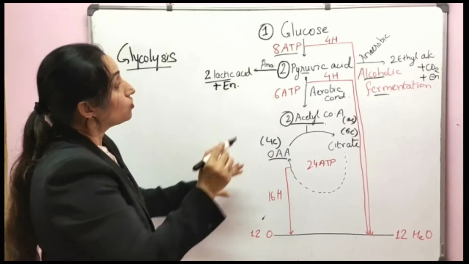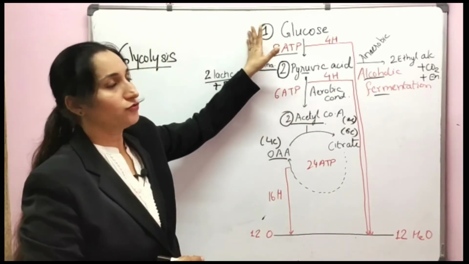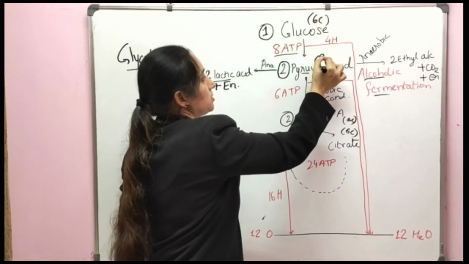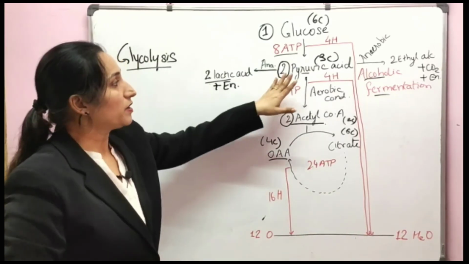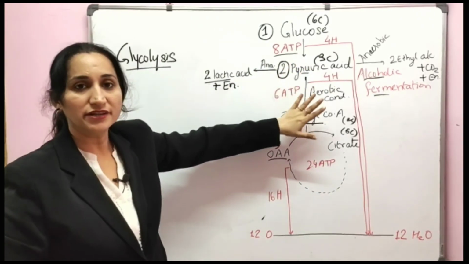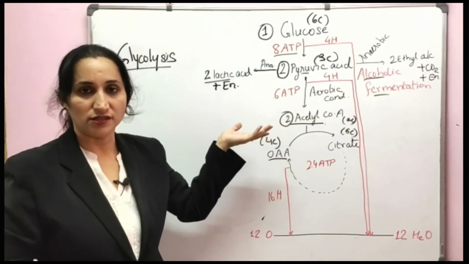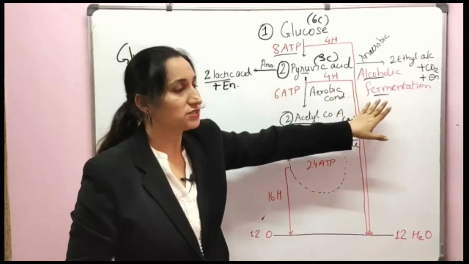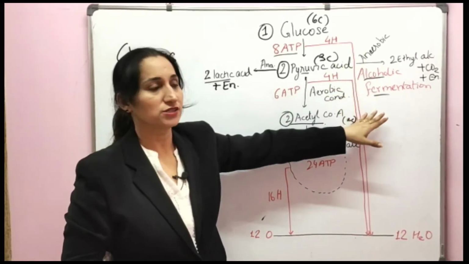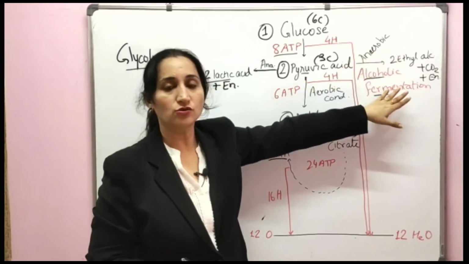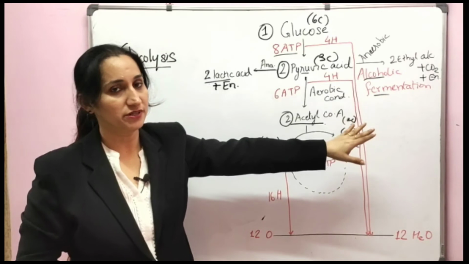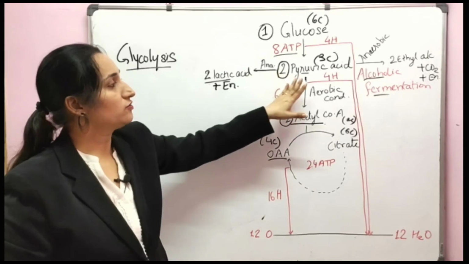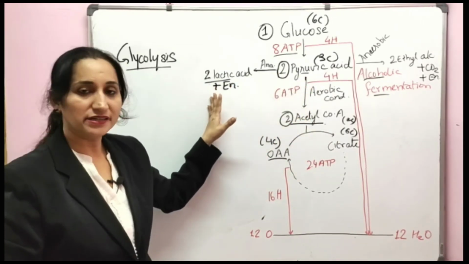Right? Now, when pyruvic acid is formed, one molecule of glucose forms 2 molecules of pyruvic acid. Glucose is a 6 carbon compound, pyruvic acid is a 3 carbon compound. Now pyruvic acid has three fates. Either it will get aerobic condition or it will get anaerobic condition. In case of anaerobic condition, it will go for fermentation. Two types of fermentation may happen. First is alcoholic fermentation. In anaerobic conditions, pyruvic acid gets converted into ethyl alcohol and carbon dioxide and energy will be released. Or otherwise, lactic acid fermentation will occur, in which pyruvic acid gets converted into lactic acid and energy will be released.